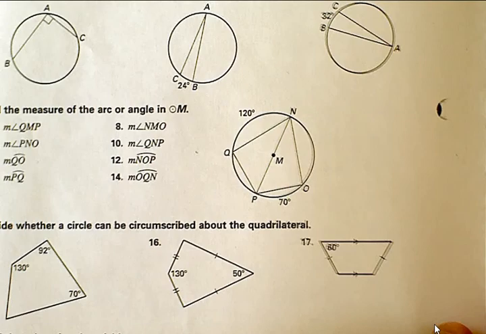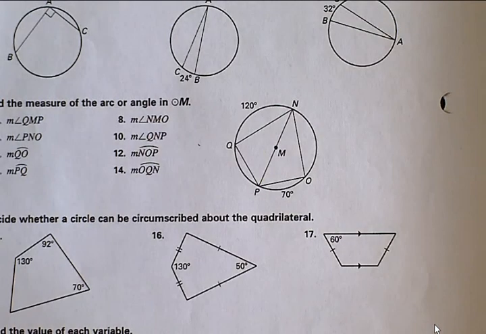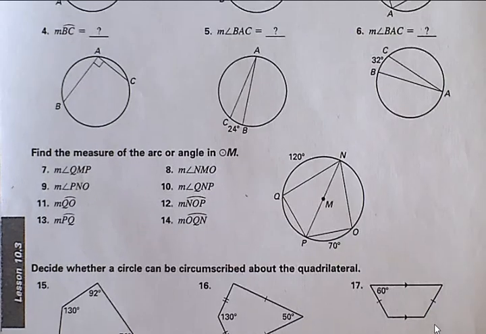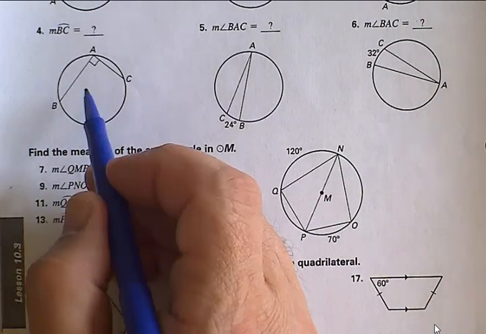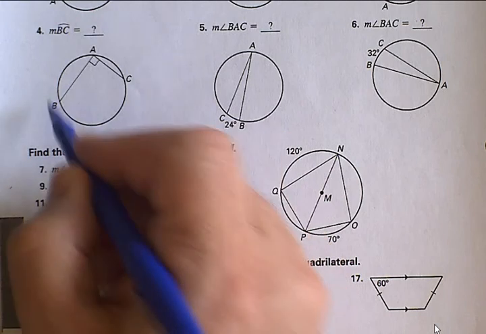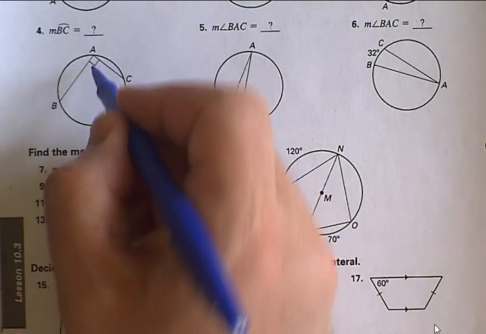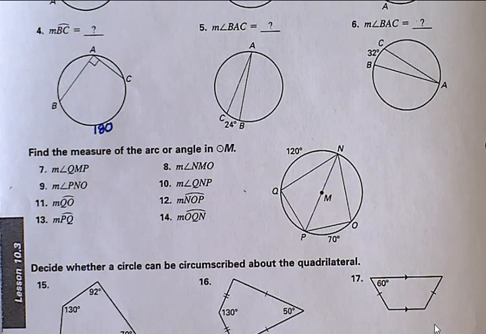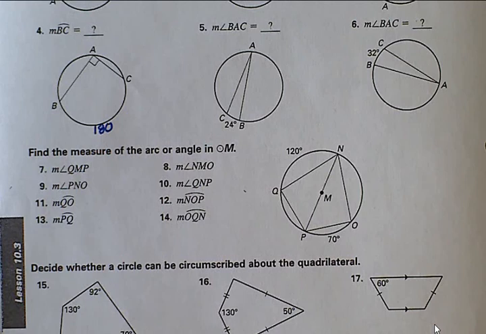Practice A, the next worksheet. Again, you start out like we did on the reteaching. Just remember, if you're given the angle, then double it to find the arc. If you're given the arc, half it to find the angle. On number 4, we're trying to find the measure of BC. If A is 90 degrees, then BC is 180. That means it's going to be a semicircle.